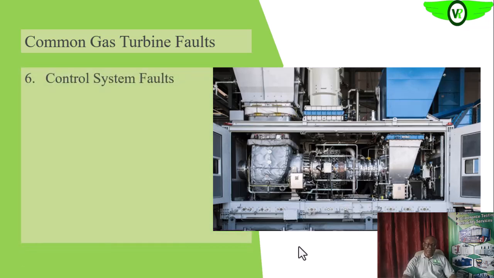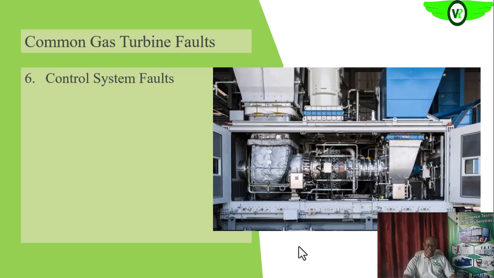So control system problems too can affect the operations of the gas turbine. Okay, we saw the one on the fuel control. If it is not working optimally or efficiently, it will affect the fuel injection system into the turbine, that will eventually affect the efficiency of the turbine itself.